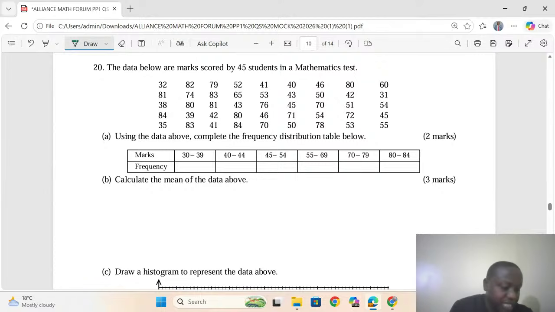Number 20 from statistics. Remember, I've been telling you that statistics have been there. Statistics has been there. Statistics will be there. And statistics will never fail to be evaluated in any serious examination. So we better stay prepared.